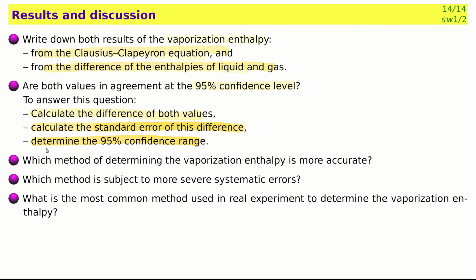And you should answer the question which method is more accurate, which method is subject to systematic errors, and also how it works in a real experiment, because in a real experiment the answer is the opposite. So the last question for you is, which method do you know which uses in a real laboratory experiment to determine the vaporization enthalpy? Thank you for your attention.